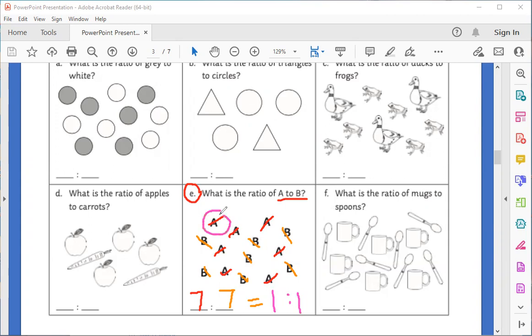For every part of A, there is an equal part of B. That's why the ratio is 1 to 1. Let's see if it's true.